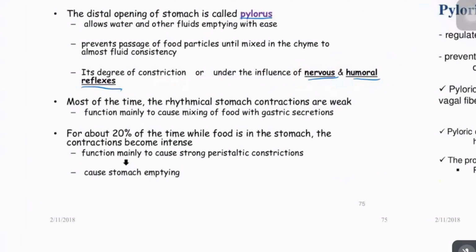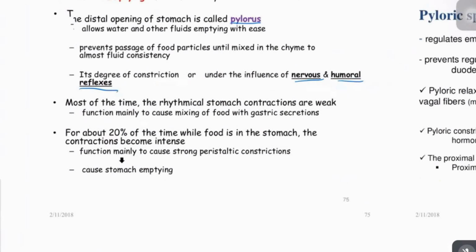Most of the time, the rhythmical stomach contractions are weak and function mainly to cause mixing of food with gastric secretion. For about 20% of the time while food is in the stomach, the contractions become intense and function mainly to cause strong peristaltic constriction and emptying of the stomach.